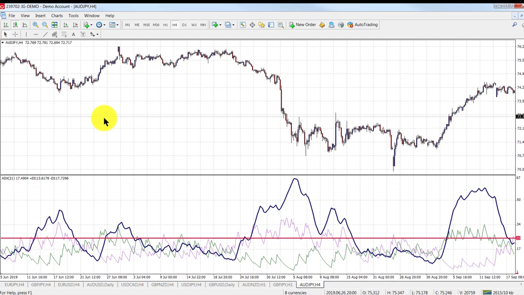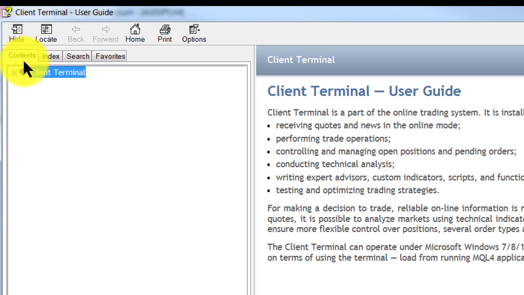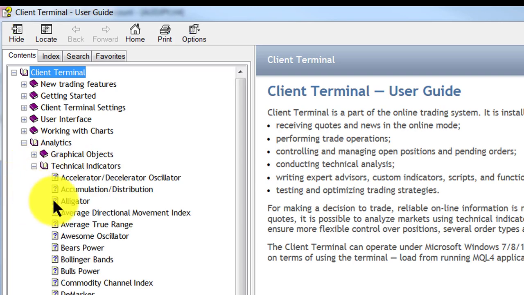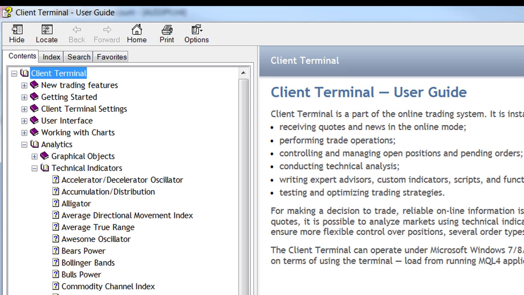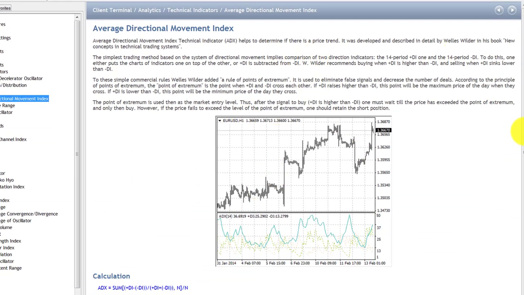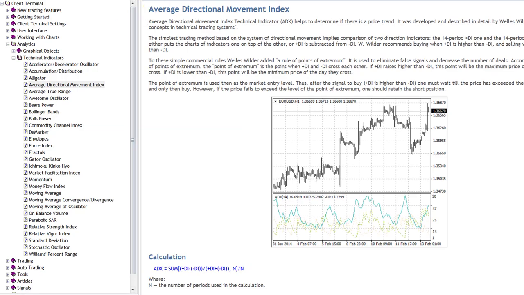If you want more information about the ADX indicator, a lot of people don't realize the MT4 platform has an amazing amount of knowledge in it. So what you do is you go to Help, you go to Help Topics, you go to Contents, and you open it up, and then you go to Analytics, and you go to Technical Indicators, you open them up, and there's a whole list of technical indicators that you can look at. What we're looking at is the Average Directional Movement Index. You click on that and it tells you all about how you use it. It gives you the formulas that are used in this indicator and so on. So you can go and read up about all of that in the MT4 platform. Any indicator that you don't know how it works, that's how you use that help facility.